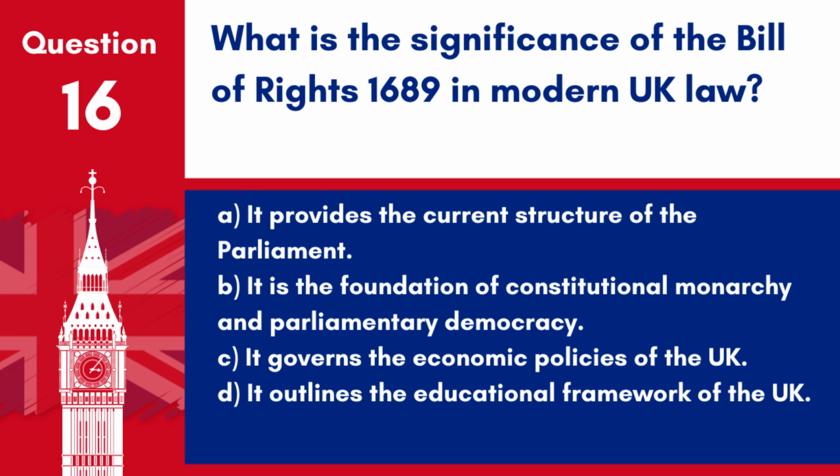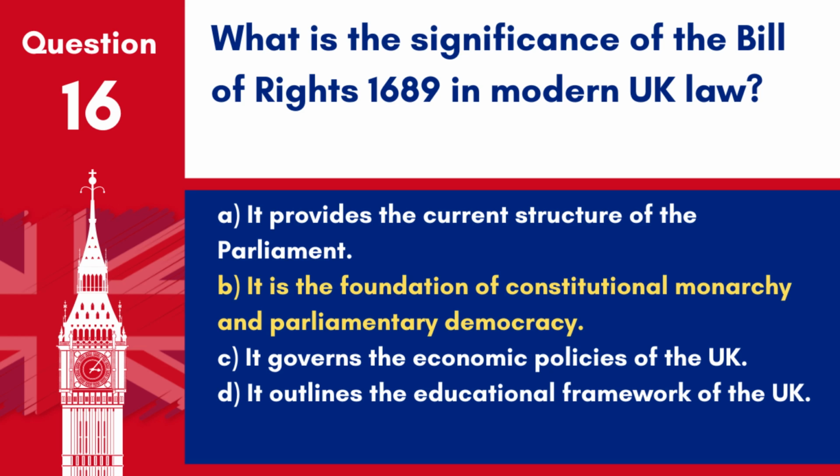Question 16. What is the significance of the Bill of Rights 1689 in modern UK law? A. It provides the current structure of the Parliament. B. It is the foundation of constitutional monarchy and parliamentary democracy. C. It governs the economic policies of the UK. D. It outlines the educational framework of the UK.